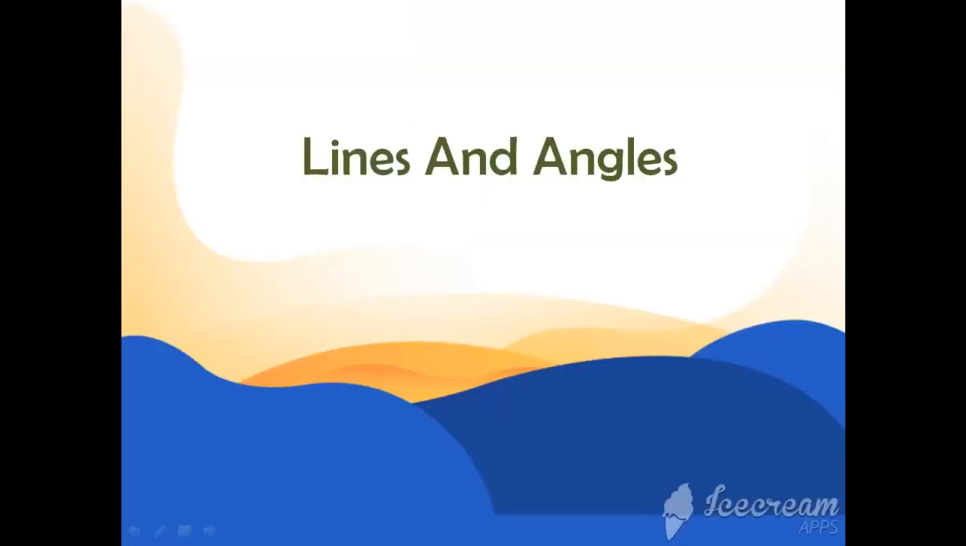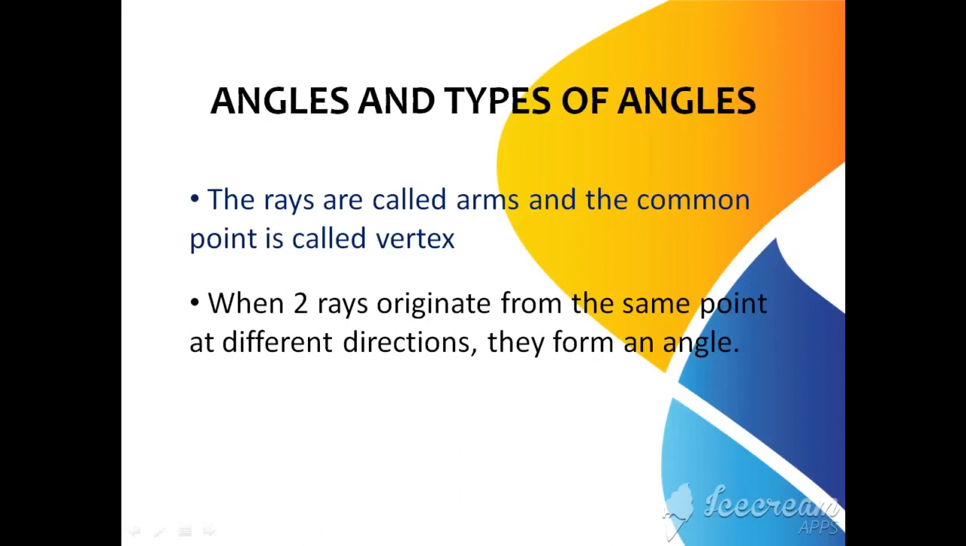The lesson name is lines and angles. First we see what an angle is and its types. The rays are called arms and the common point is called the vertex. When two rays originate from the same point in different directions, they form an angle.